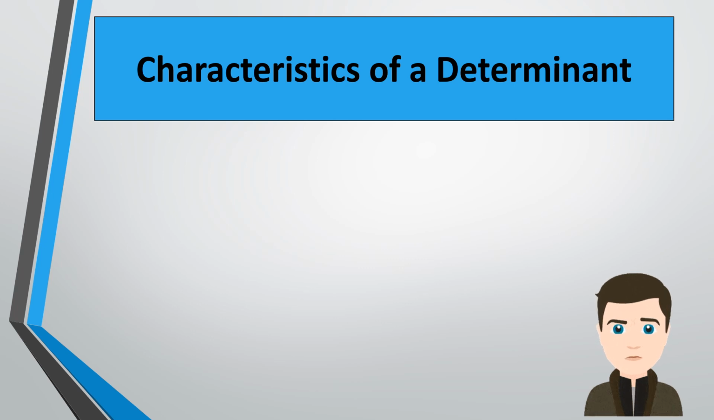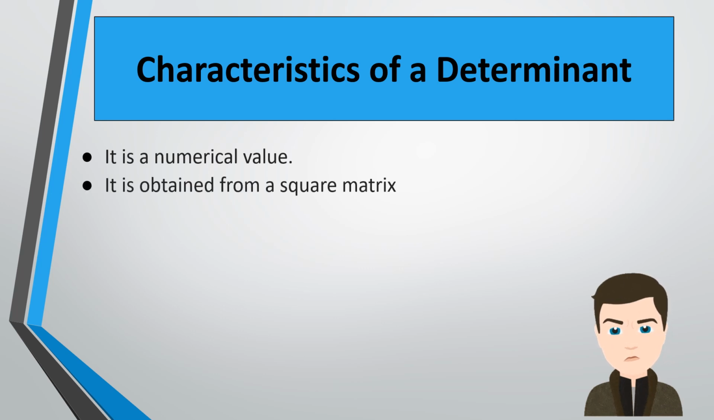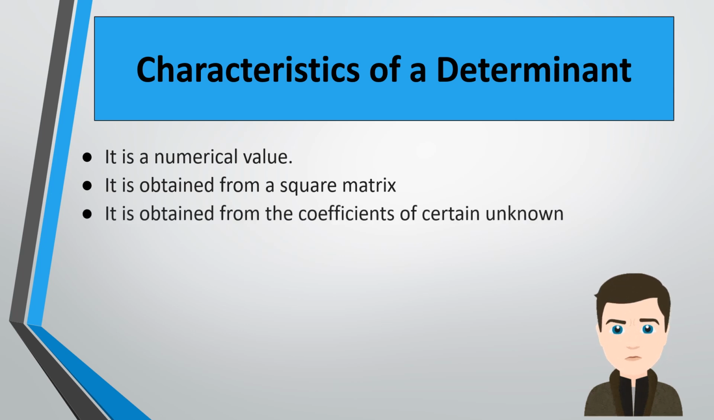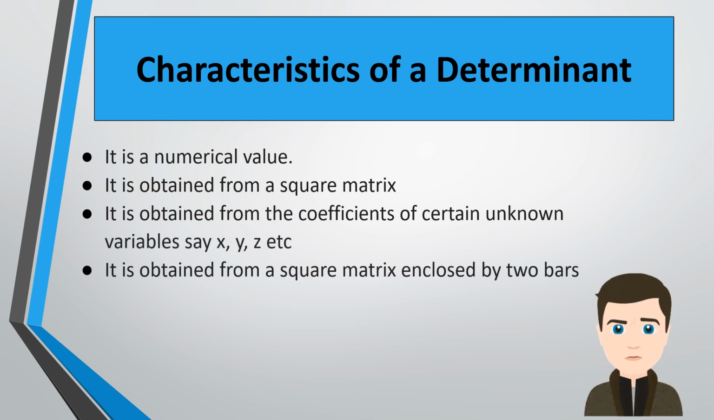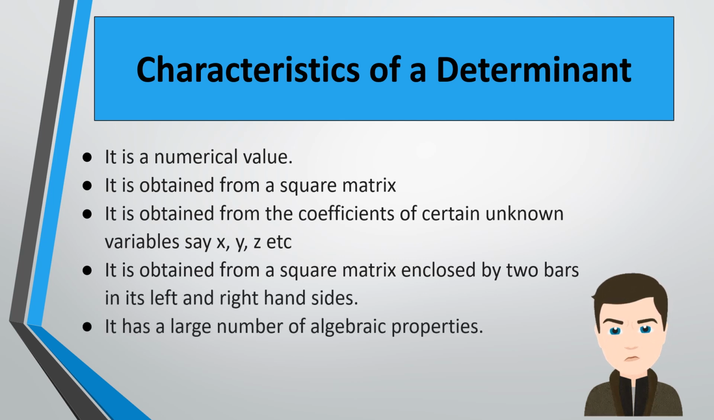Characteristics of determinant. From the above definition, the essential characteristics of a determinant may be analyzed as under. It is a numerical value. It is obtained from a square matrix. It is obtained from the coefficients of certain unknown variables, say x, y, z, etc. It is obtained from a square matrix enclosed by two bars on the left and right hand sides. It has a large number of algebraic properties.